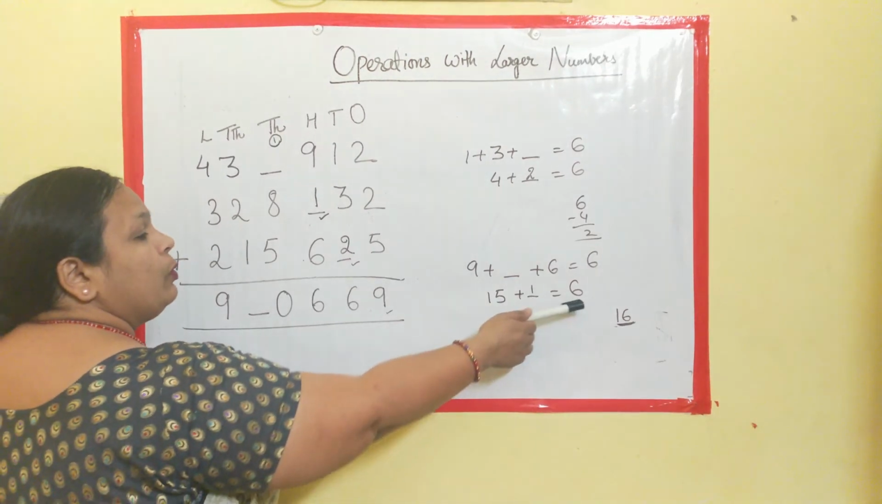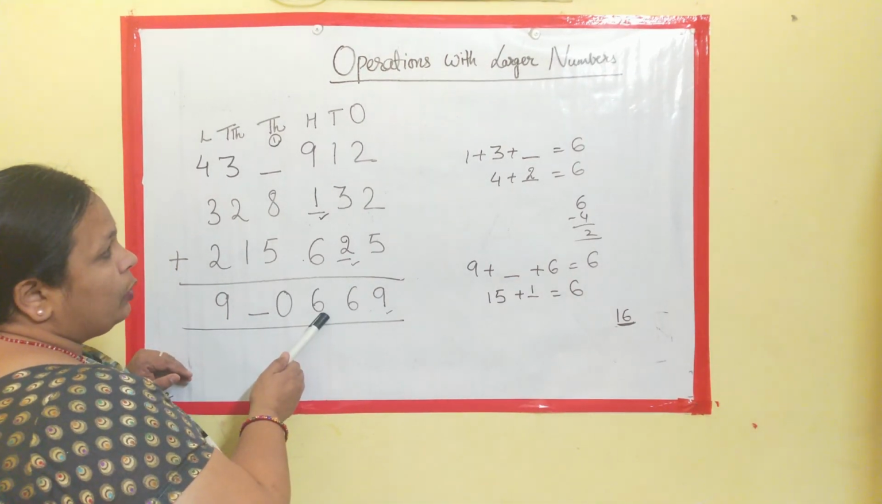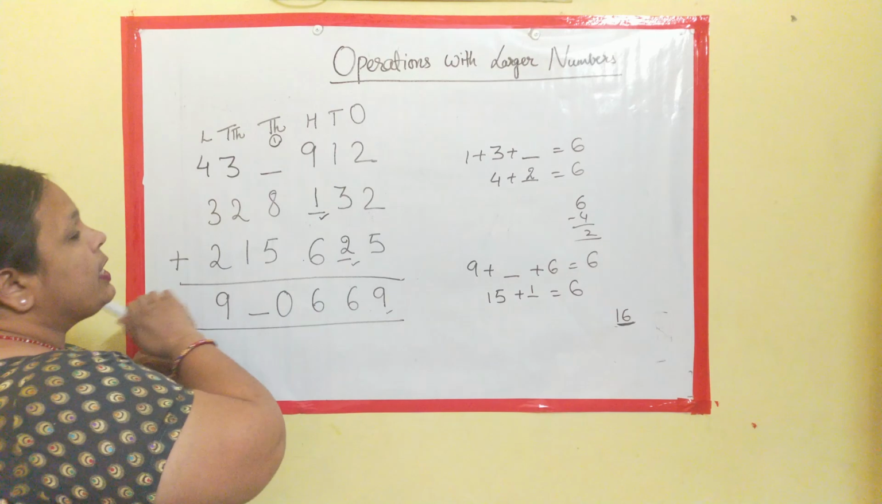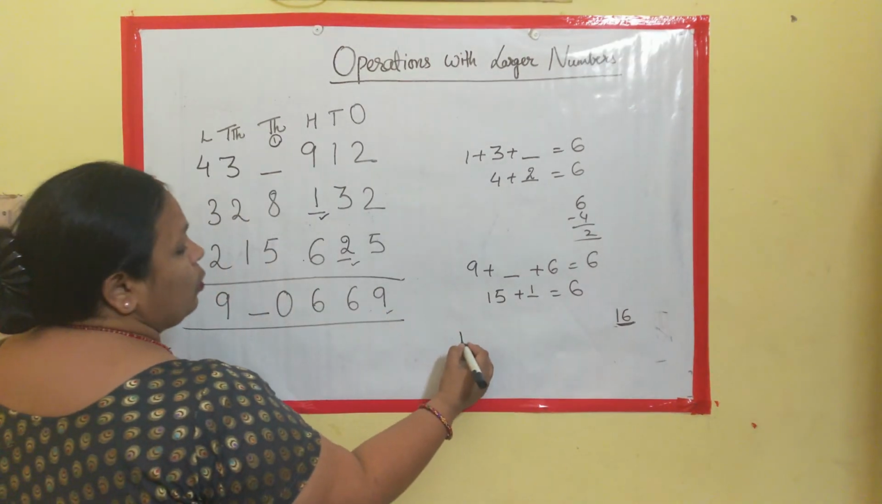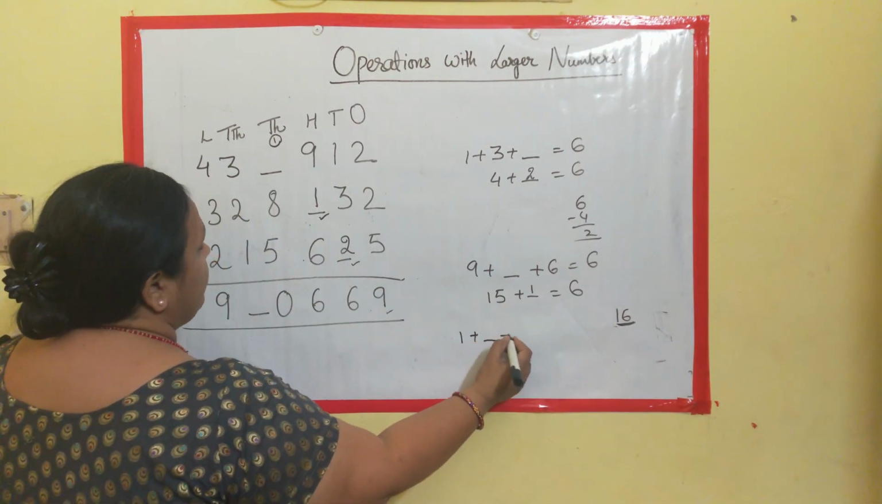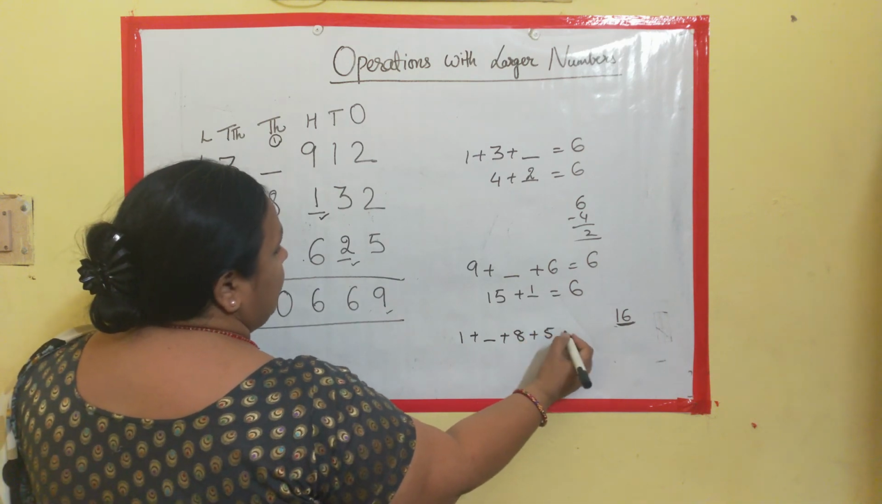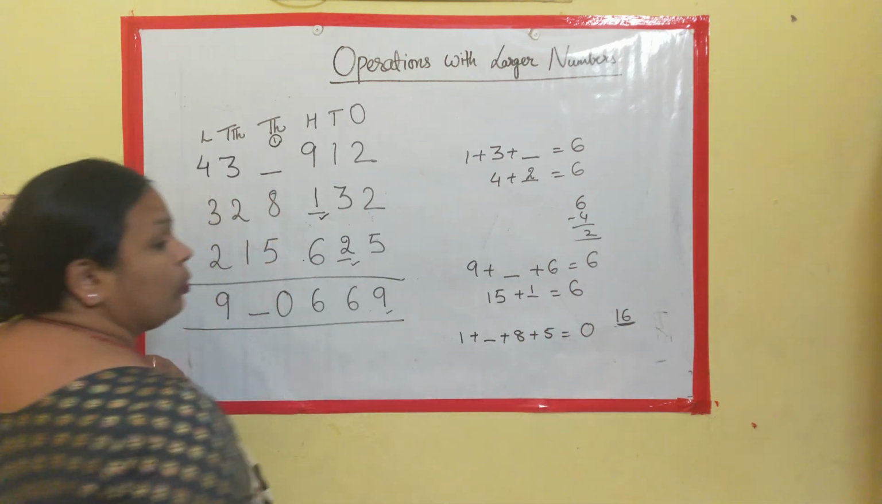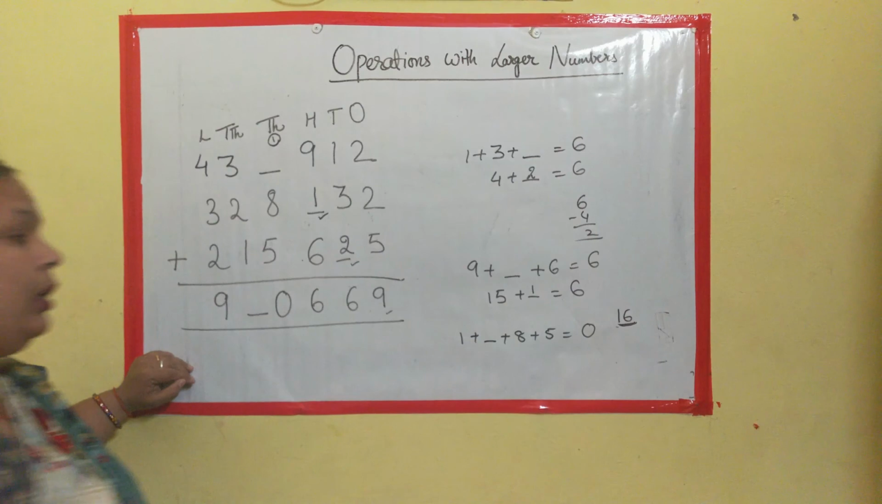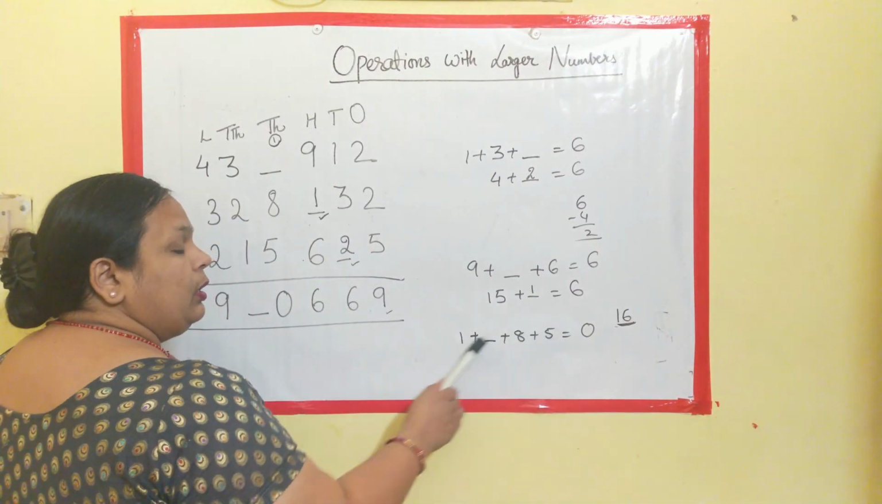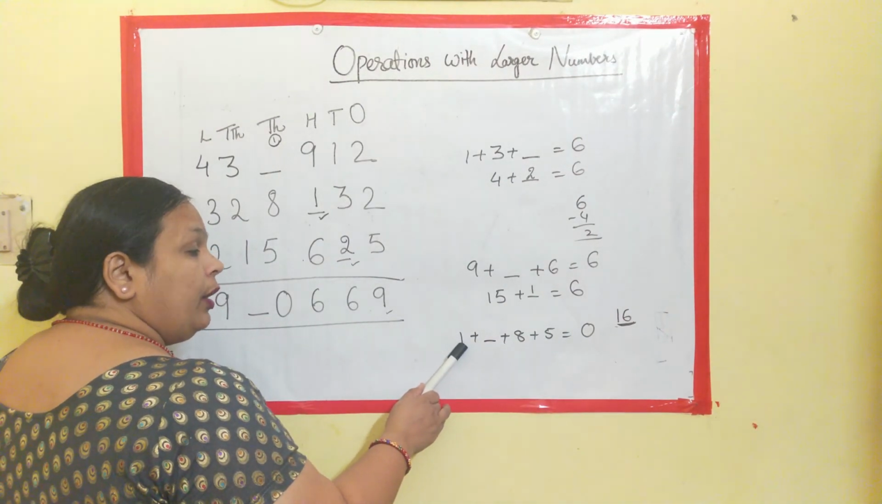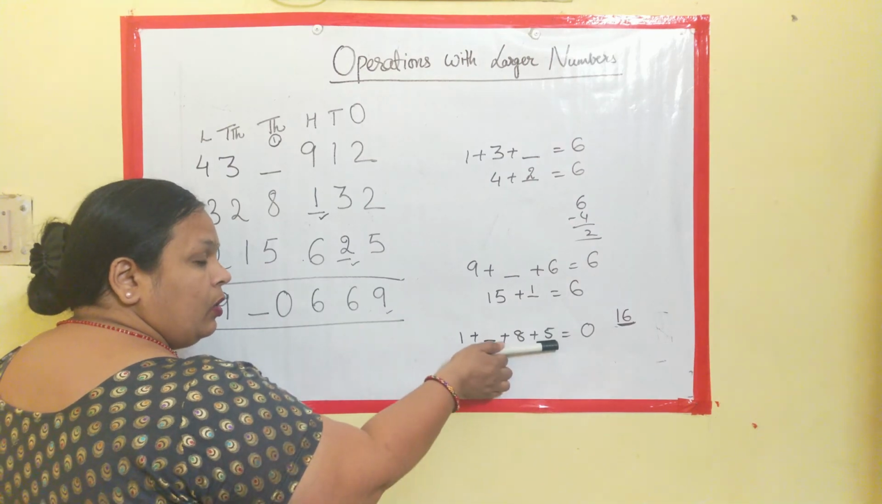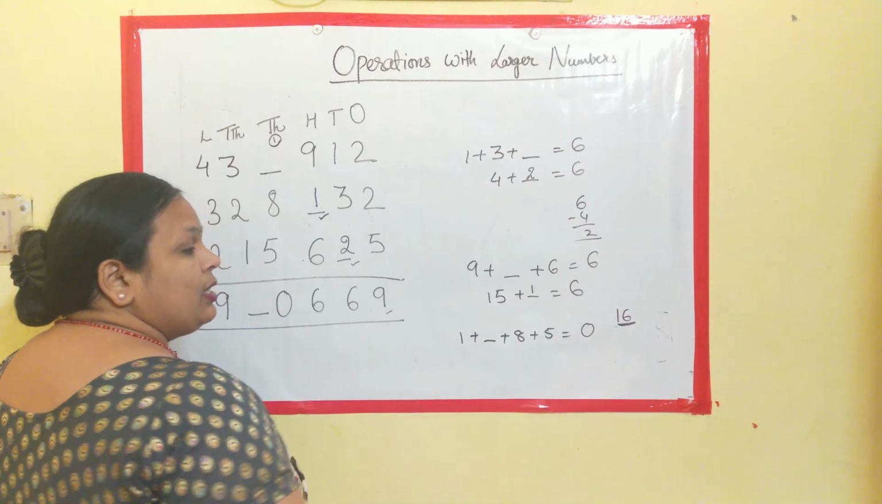Yes, if you add 1 to this, you will get 16. 6 is already printed here, and 1 you will be taking as carry. For the third one, it is 1 carry 1 plus dash plus 8 plus 5 is equal to 0. Now 8 plus 5 is 13, 13 plus 1 is 14. Already 14 is here on one side, and the other side is having 0.